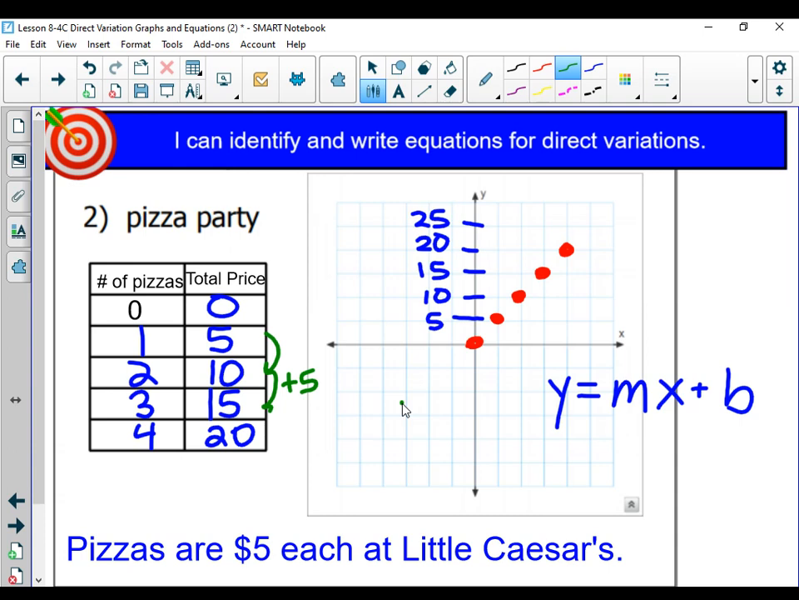What's my slope? 5 or 5 over 1? Were you going to say that, Allison? Yeah. Sorry.